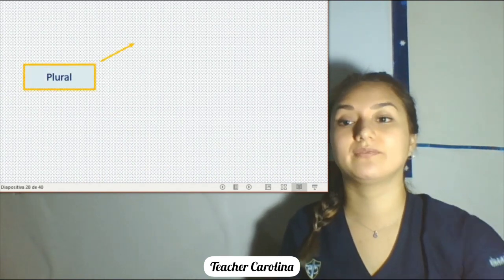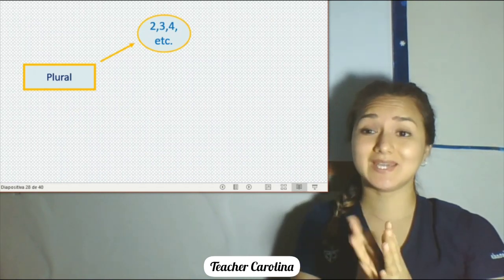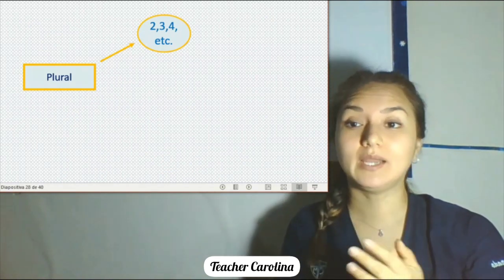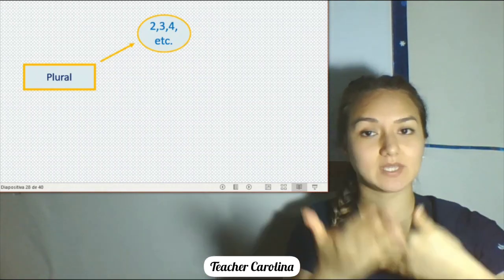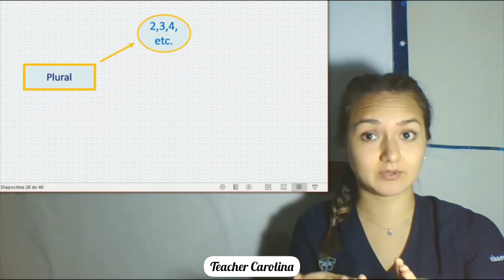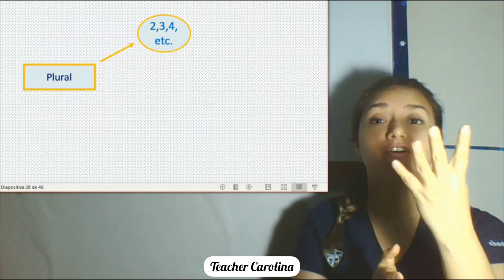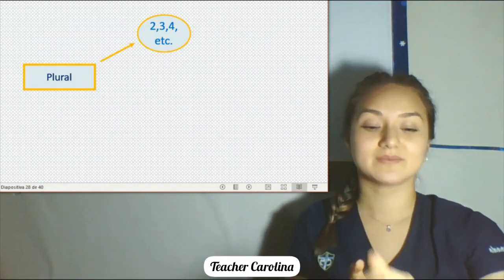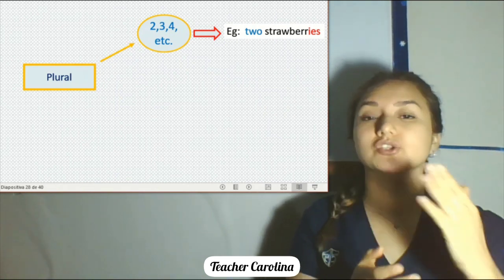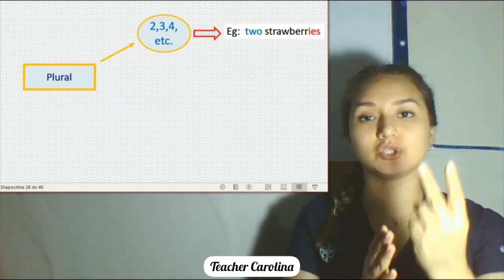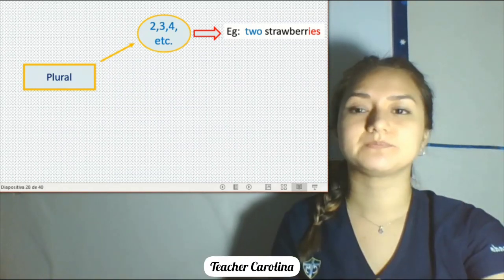So, in here you have the plural way. Now we are going to talk about the plural. It says that in plural, you are going to use 2, 3, 4, 5, 6, 7, 8, etc. right? You can say, for example, 2 bananas, 4 tomatoes, right? And you have in there 2 strawberries, right? 2 strawberries. Remember strawberries?